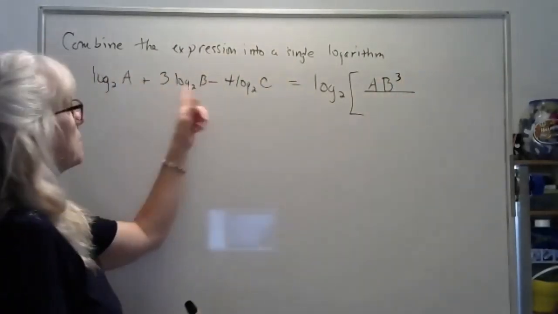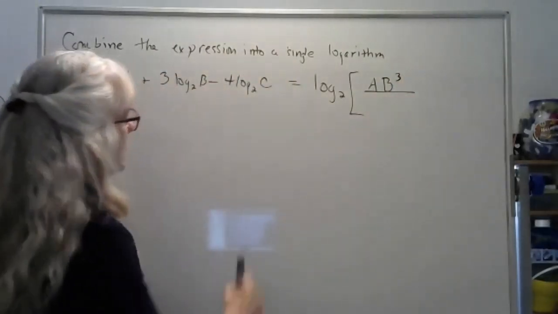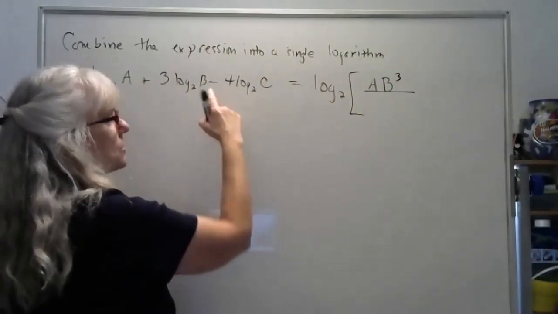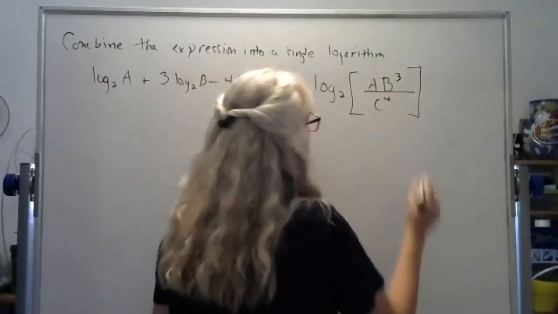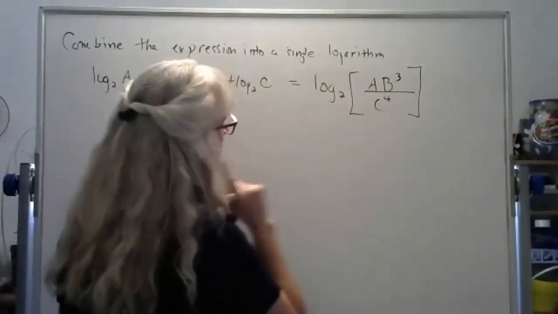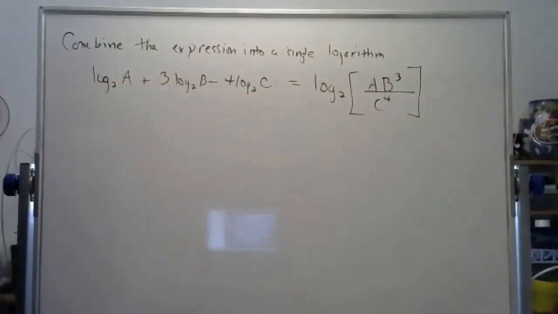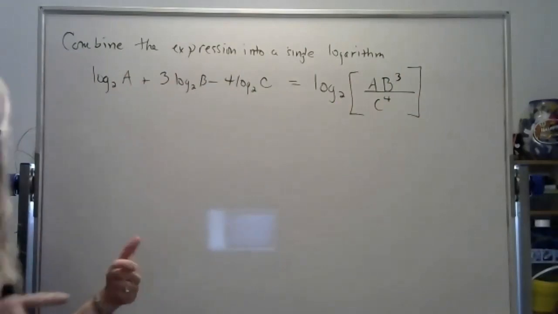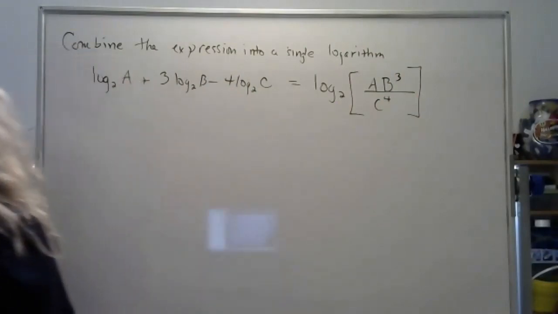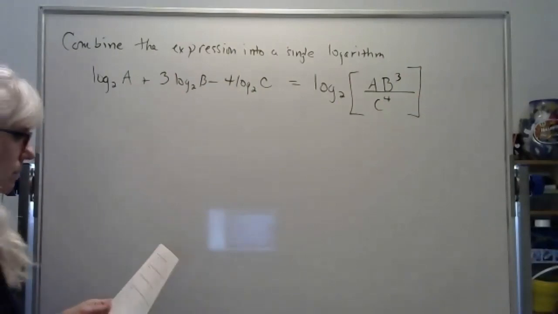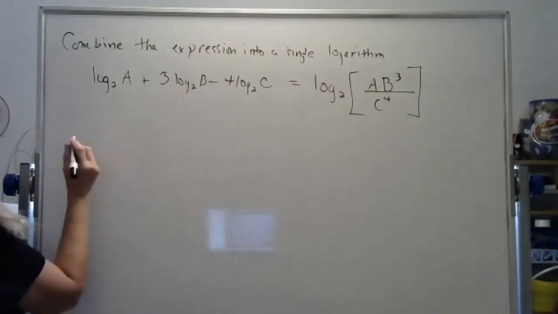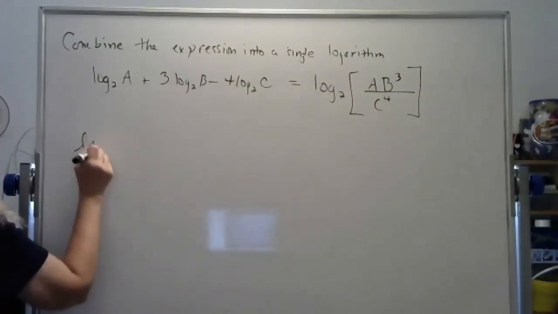Okay, that's that 3 coming in as an exponent on the B. And then because the next term has got a minus in front of it, I know to put it in the denominator. And its coefficient of 4 is going to come inside as an exponent of 4. So when I'm all done, I have log base 2 of the quantity AB cubed over C to the 4th. I think this is the easier thing to do, to combine them together. That's just me, but I think it's easier on you guys. Comments or questions?